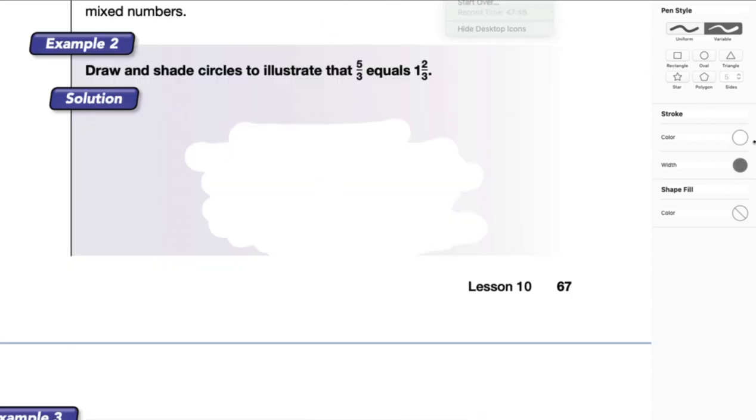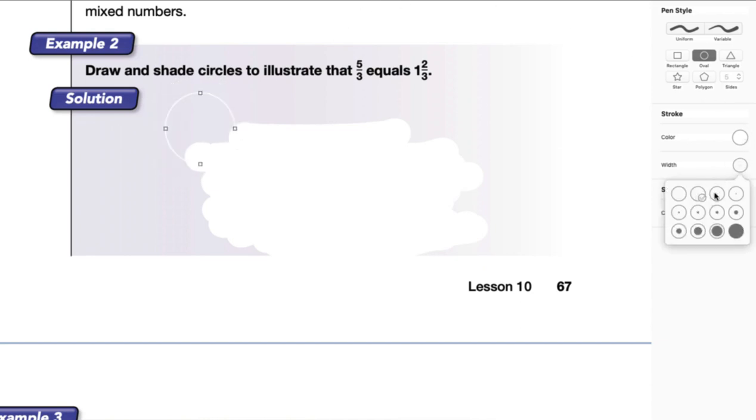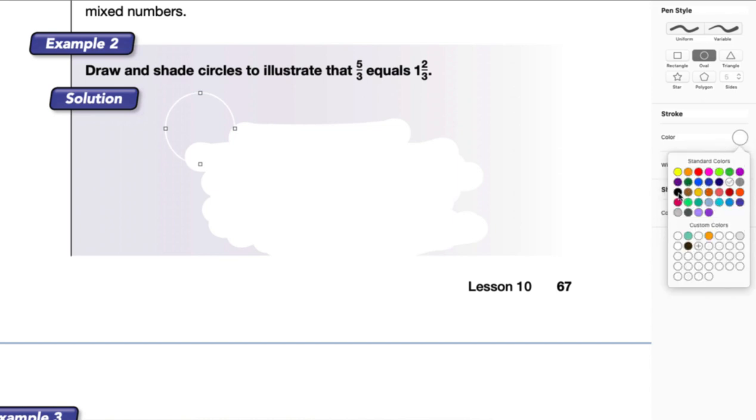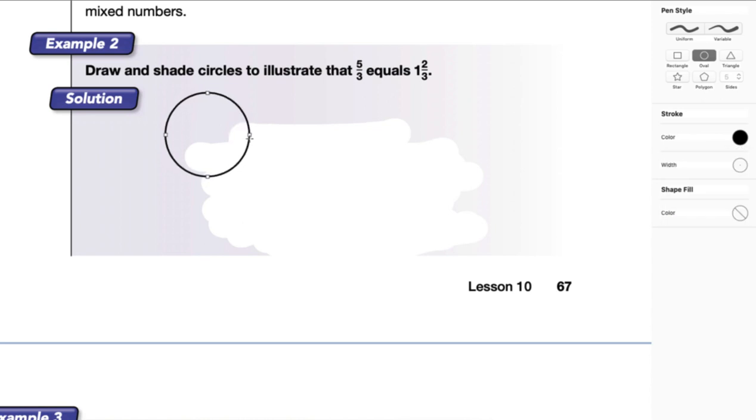So this example is a pretty good one of thinking about how do you draw and shade circles to illustrate that 5/3 is really 1 and 2/3. So we need 5/3. And so what we would do is we would draw 2 circles. Let's not use the white. We would draw 2 circles, and those 2 circles would give us an opportunity to talk about 5/3, because in one circle, we only have 3/3.